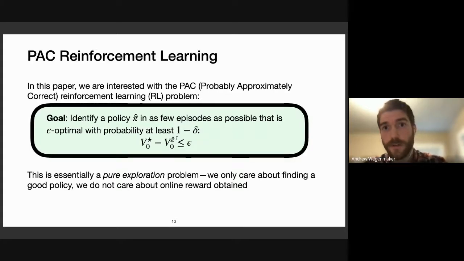Then we're going to define the PAC RL problem in the following way. The goal here is to identify a policy pi hat in as few samples as possible that is epsilon optimal with probability at least 1 minus delta, where we define epsilon optimal to be the value of the optimal policy minus the value of pi hat is less than epsilon. And this is, again, essentially a pure exploration problem. We're not concerned with the reward we acquire in this exploration phase. All we're concerned about is if we can come up with a good policy at the end.